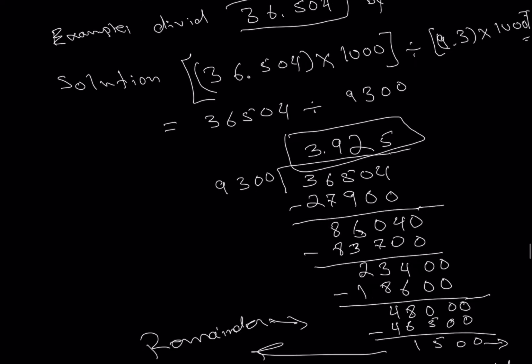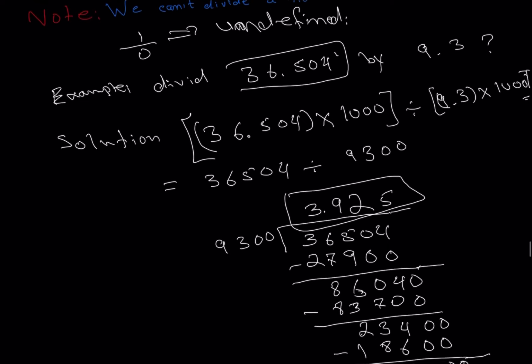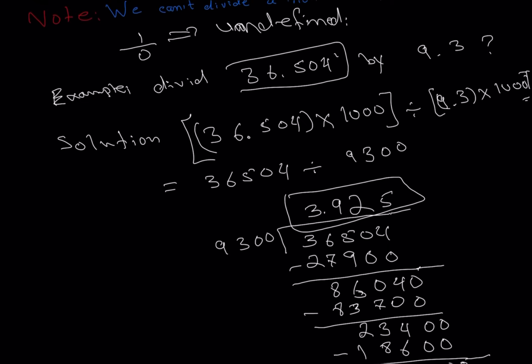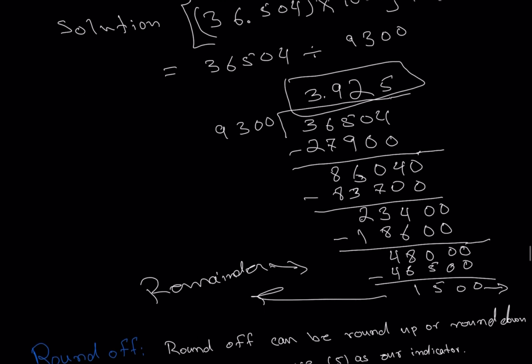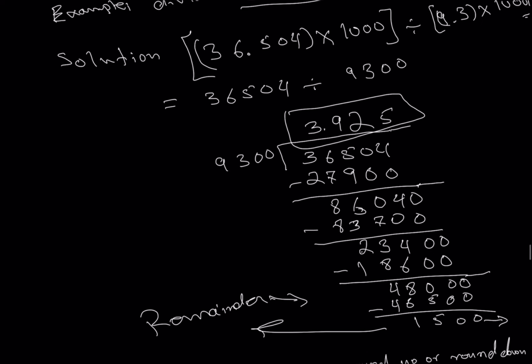But let's see what the calculator gives. 36.504 divided by 9.3. What the calculator gives me is a whole big number, 3.925161290. It's repeating decimals. So actually, we can stop right here at 3.925, because after that everything is repeating again.